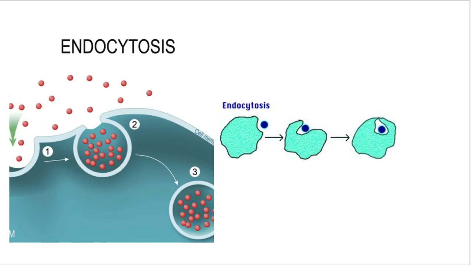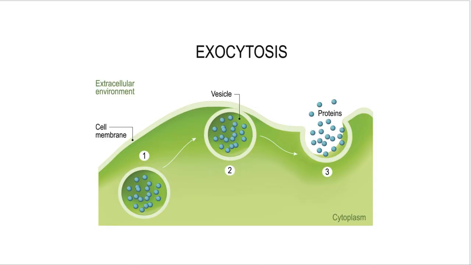Here's an example of endocytosis. You'll actually have the cell membrane basically pinch in and surround molecules and engulf them and pull them into the cell. This is how some cells eat. This is called endocytosis. In the next example, in exocytosis, it's the opposite process where large molecules are put into a vesicle which fuse with the cell membrane and allow the substances to leave the cell.